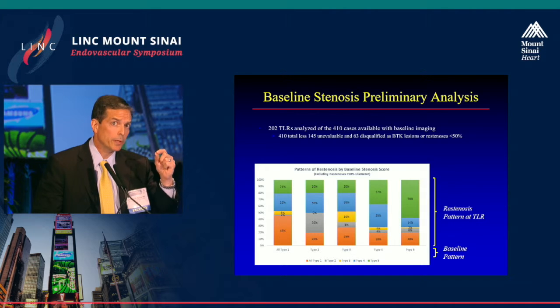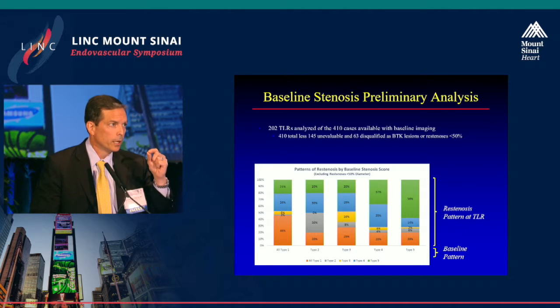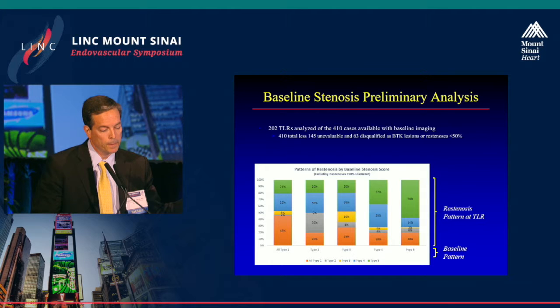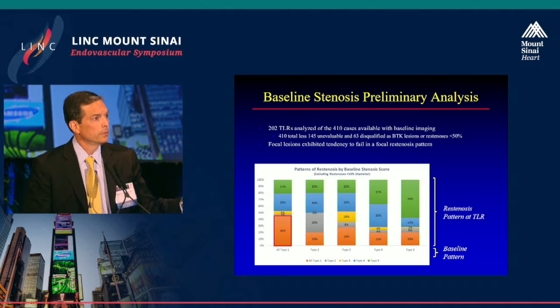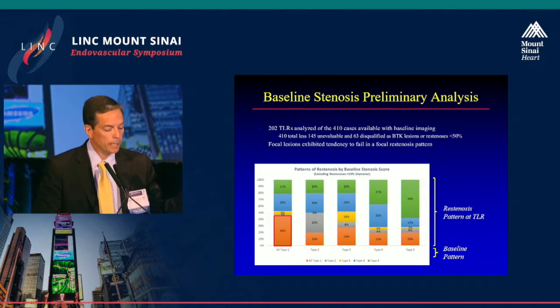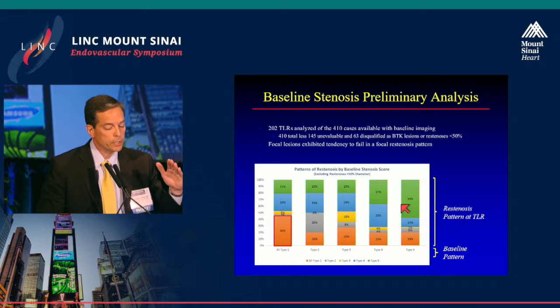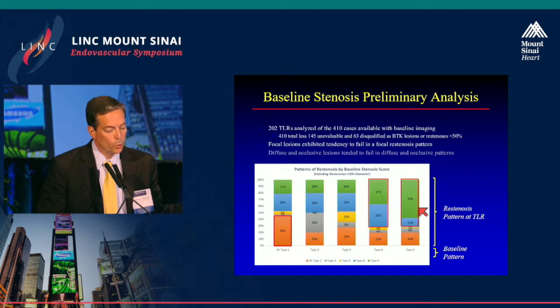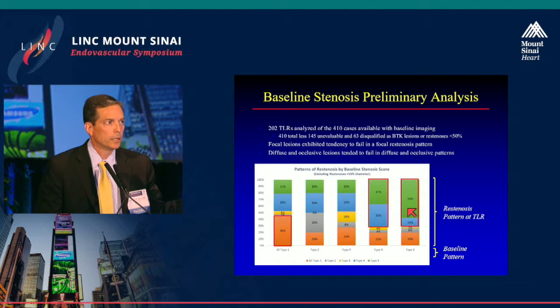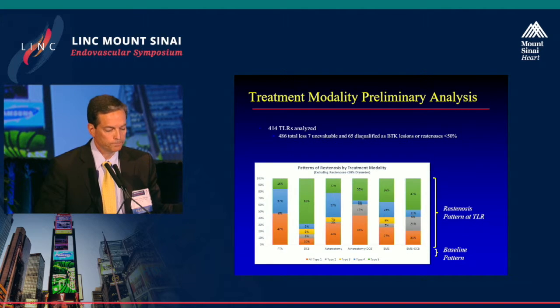So of 202 TLRs, remember that there were almost 500 total cases that were going to be evaluated. 145 were unevaluable due to poor angiography. 63 were disqualified as not having a greater than 50% stenosis. Focal lesions tended to return as focal lesions. So the baseline at the bottom here is grades 1 through 5, and then how they return is on the top, separated by the bar graphs. Whereas diffuse and occlusive diseases, as you would expect, return. So this in-stent restenosis that returns, it begets restenosis, comes back chronically and more consistently as diffuse.